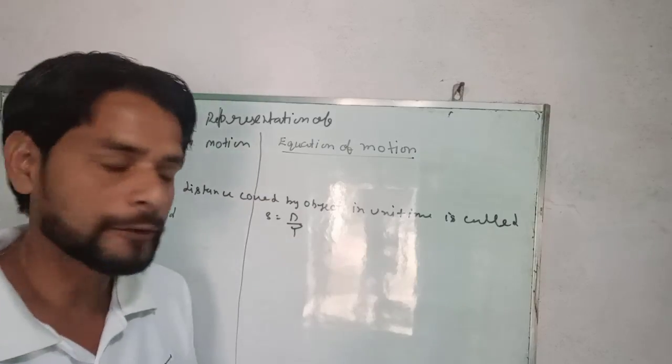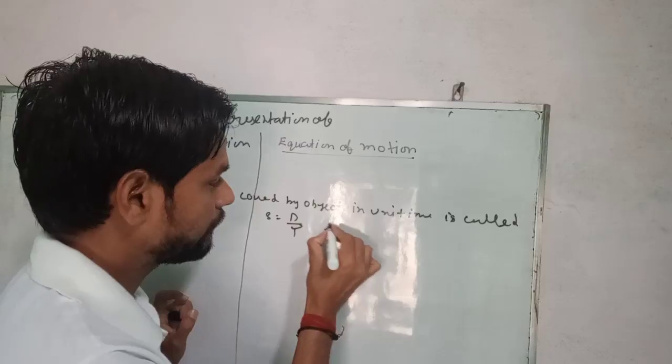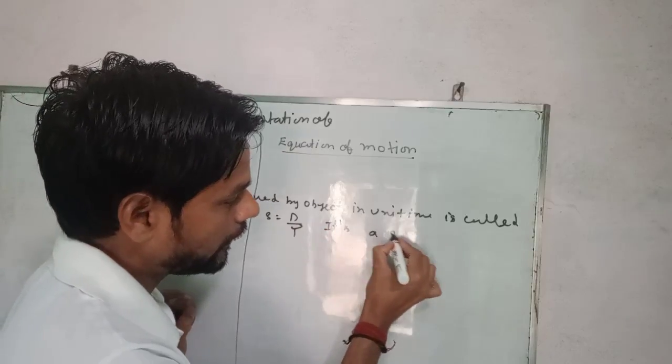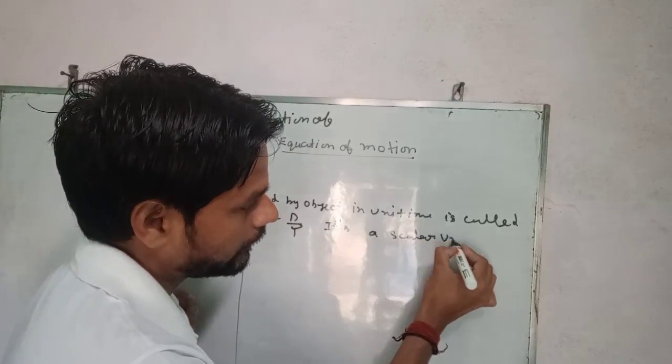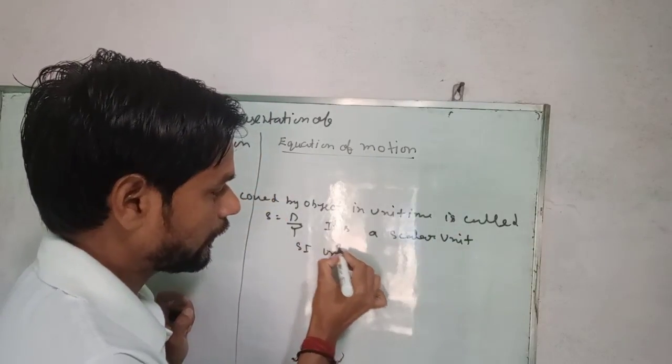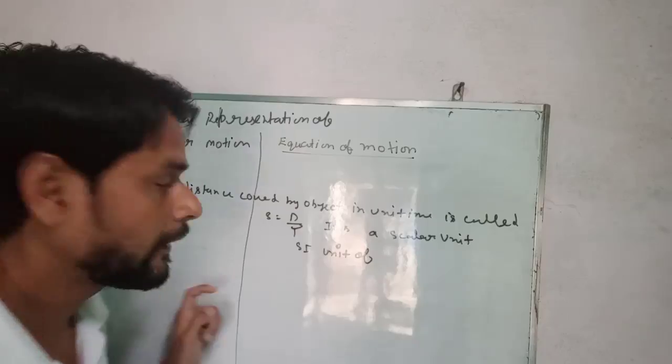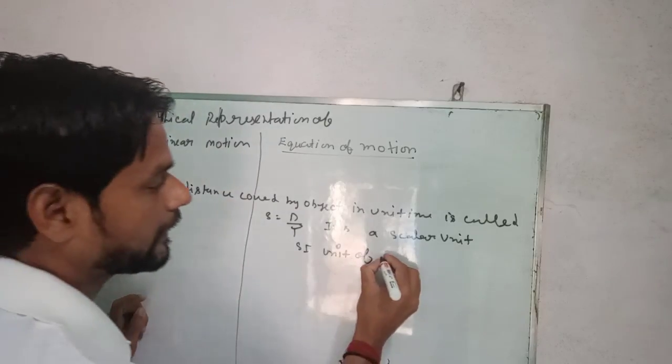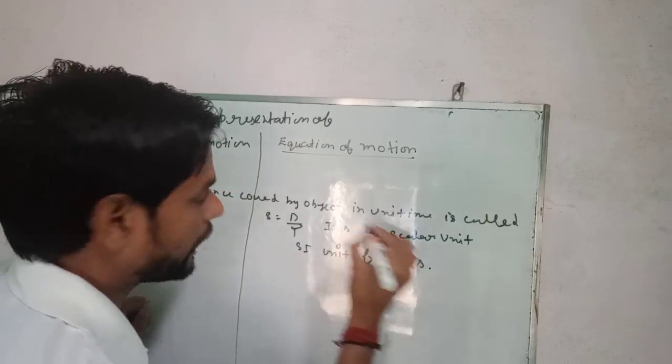It is a scalar quantity. The SI unit of speed is meter per second.